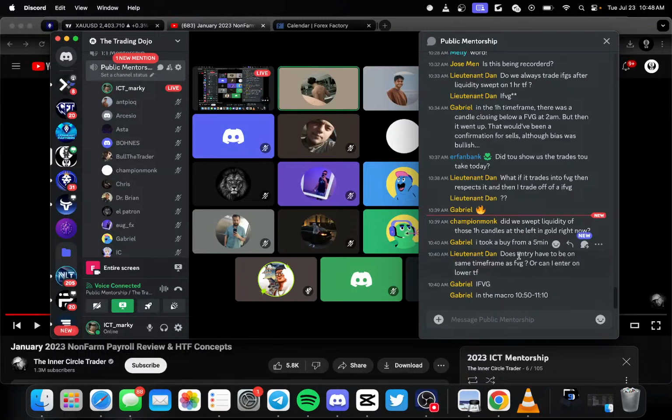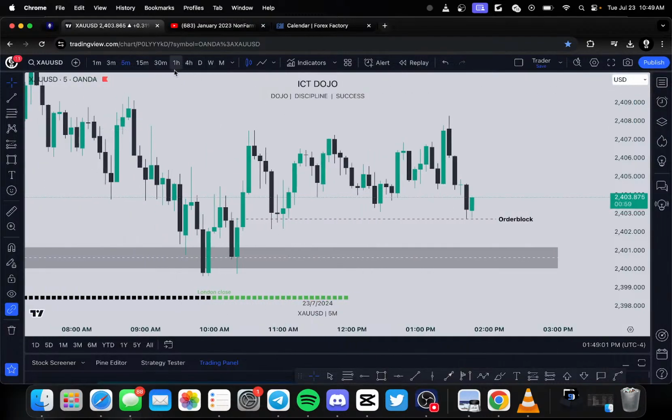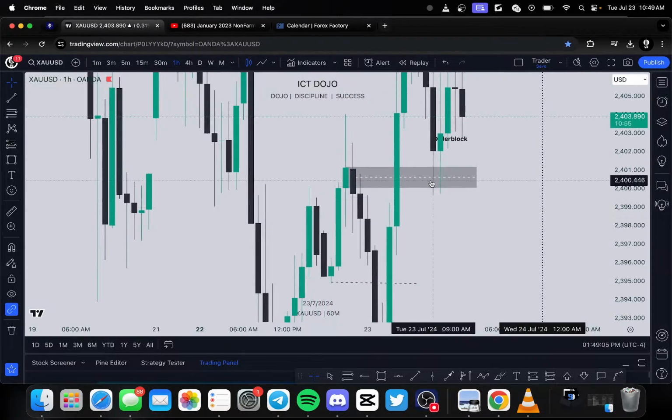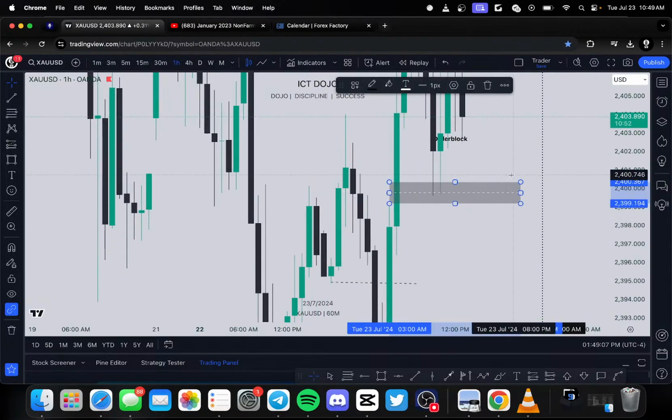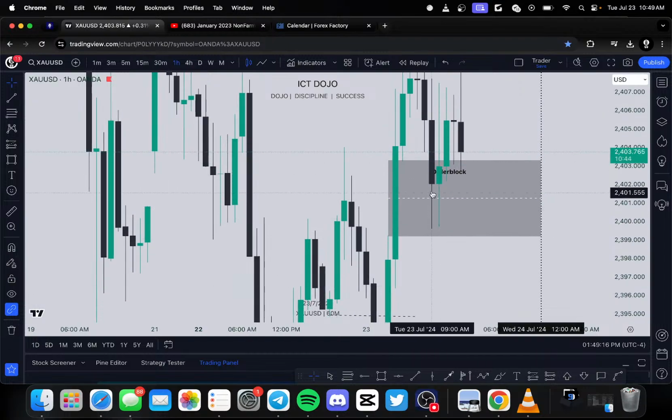So you just want to see, does the entry have to be on the same time frame as the FVG? I always enter on a lower time frame, but I am mindful of the time frame that it's on. So if we take an entry from the 1 hour fair value gap, you still want to pay attention to where the 1 hour closes. So yeah, you can take an entry from the lower time frame, let's say down here when it tapped into the breaker block. But you still want to pay attention to where the 1 hour candle closes, because it takes an hour for the candle to close. So it can wick down here but still have 10 minutes left to close.